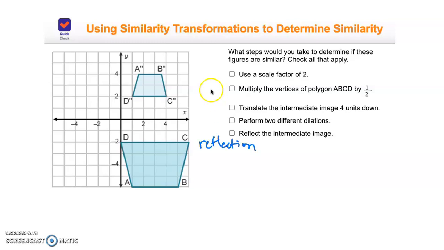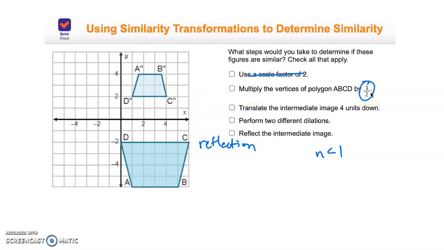I also see that this is smaller than this one. So I know that there is a scale factor of less than 1. So I'm going to say there's a scale factor of less than 1 that's happening. And so then let's take a look. Is there a scale factor of 2? Well, no, there's not a scale factor of 2 because we're making it smaller. So that one is not true.